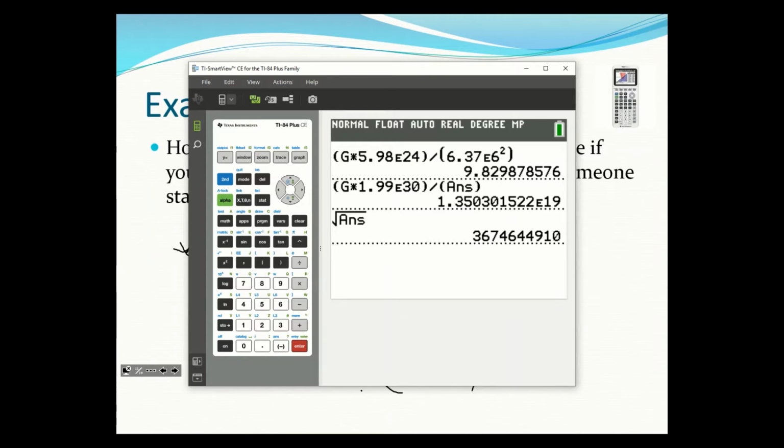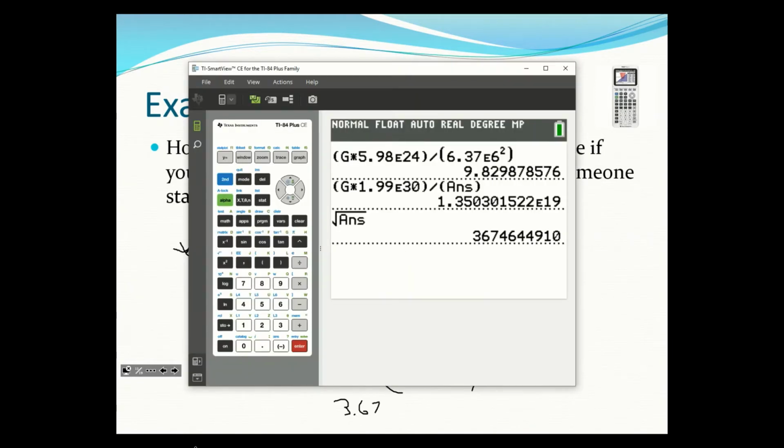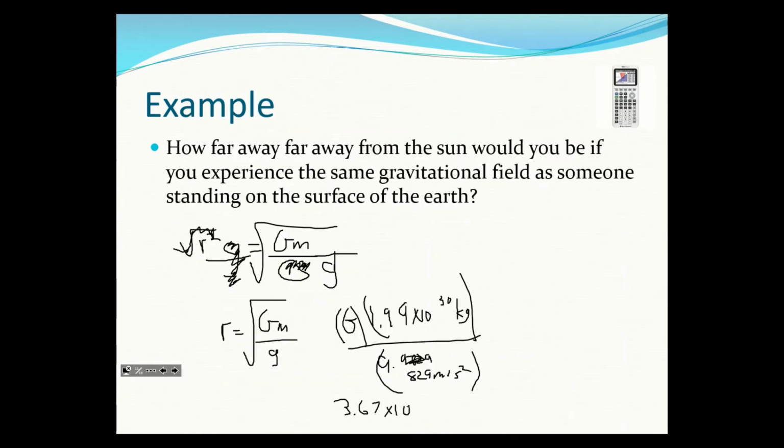So if I wanted to express that in scientific notation, it'd be 3.67 times 10 to the 9 meters away. Okay, that's how you do gravitational field.